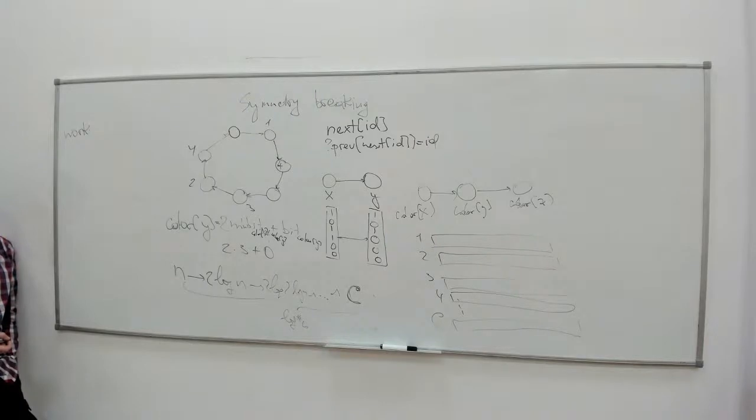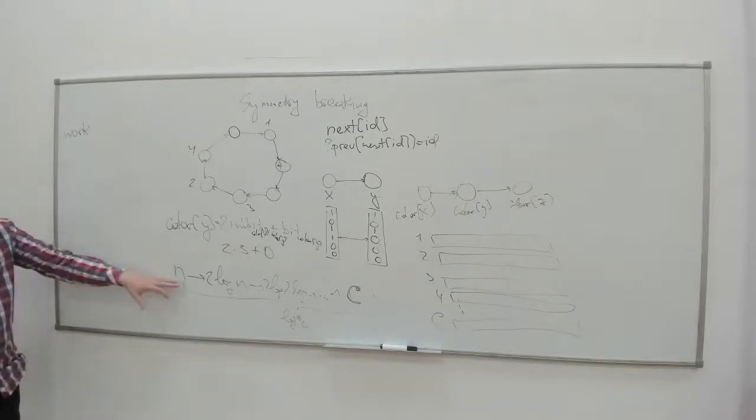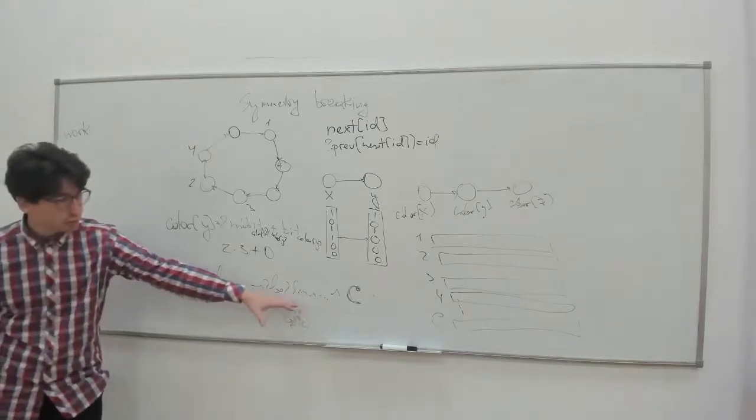In the beginning, we have n elements with identifiers from 1 to n. So each of these arrays is filled with one element. We perform log star rounds.